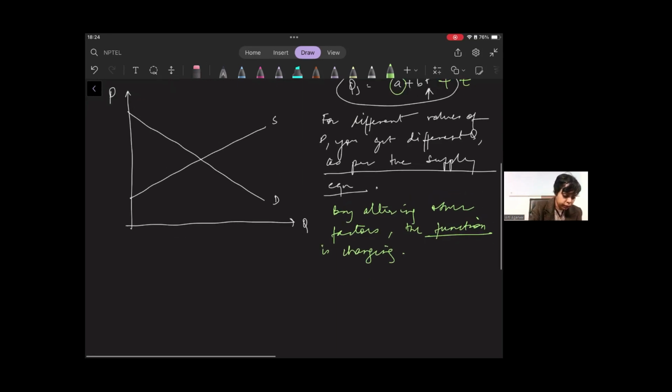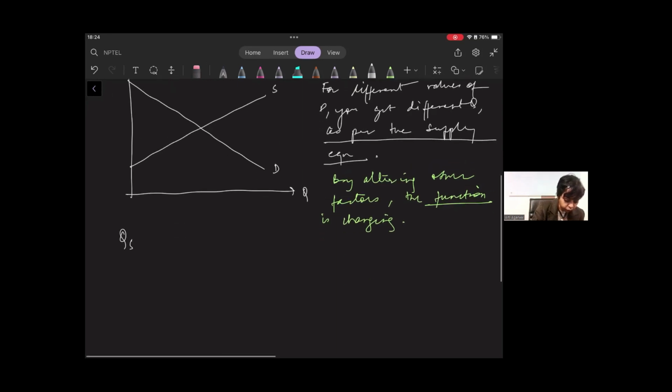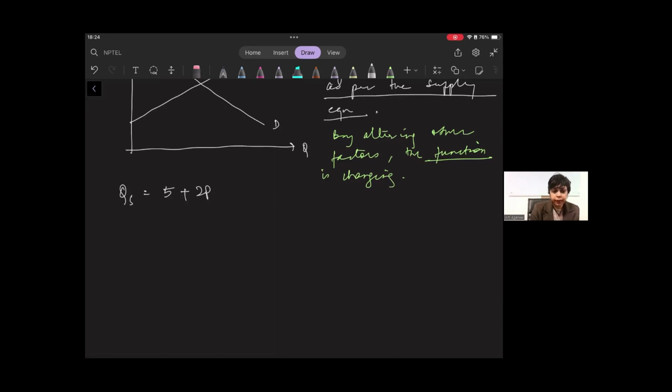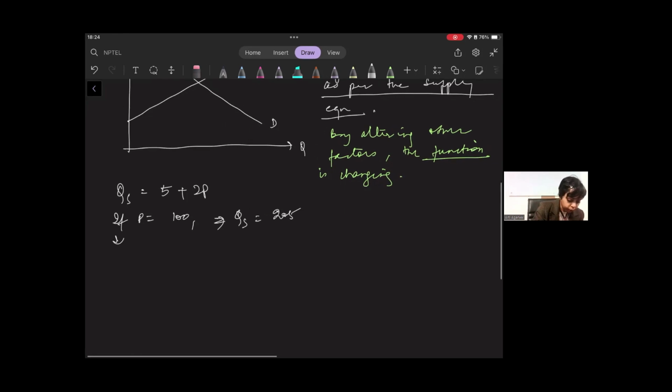Now, let me take a very simple example, just a made-up value. I'm just making it up on the spot, so don't get too attached to it. In this equation, suppose this is the supply equation for your automobiles or something like that. If P is equal to 100, you get QS is equal to, say, 205, right? Now, if I'm changing P, suppose it is 50, QS is equal to 105. So you're getting different values.